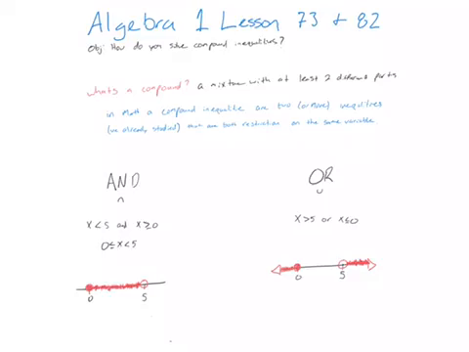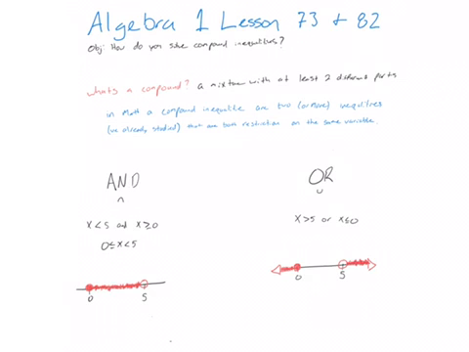This is lesson 73 and 82. Our objective is, how do you solve compound inequalities? First of all, what is a compound? Well, a compound is a mixture of at least two different ingredients or parts. So if we're talking about a compound here in mathematics, we're going to be talking about compound inequalities. Compound inequalities is where we have two or more inequalities that both restrict the same variable.